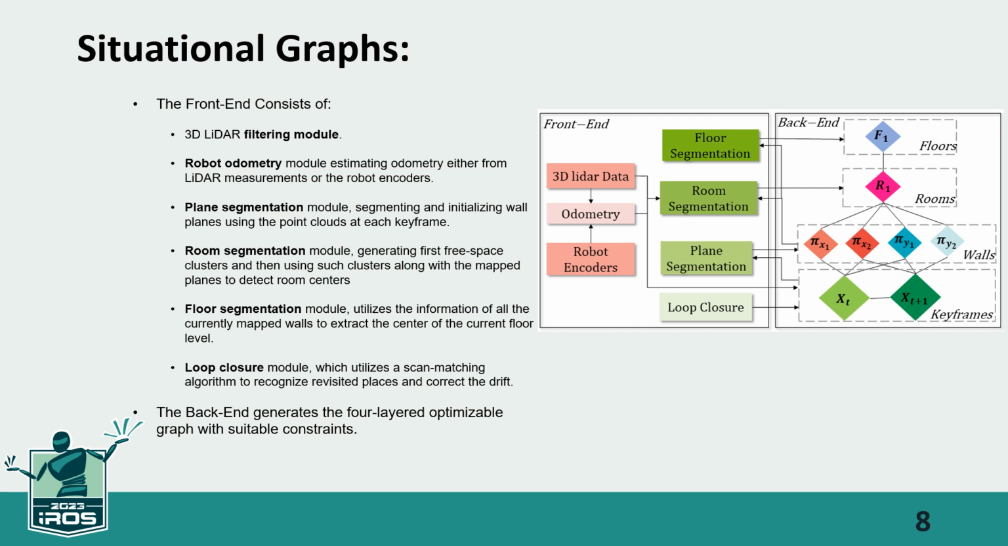Room segmentation module first generates free space clusters, and then using such clusters along with the mapped planes, it detects the room centers. Floor segmentation module utilizes the information of all the currently mapped walls to extract the center of the current floor level. Loop closure module utilizes a scan matching algorithm to recognize revisited places and correct the drift. Finally, the back end generates the 4-layered optimizable graph with suitable constraints.